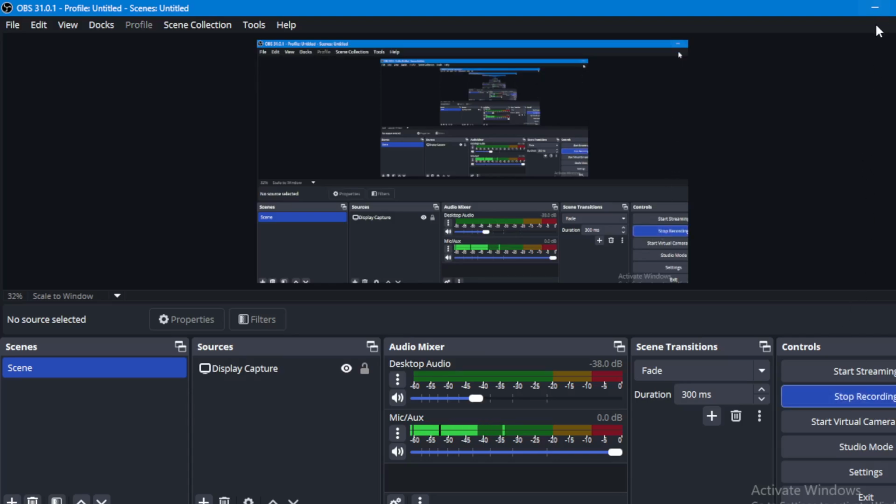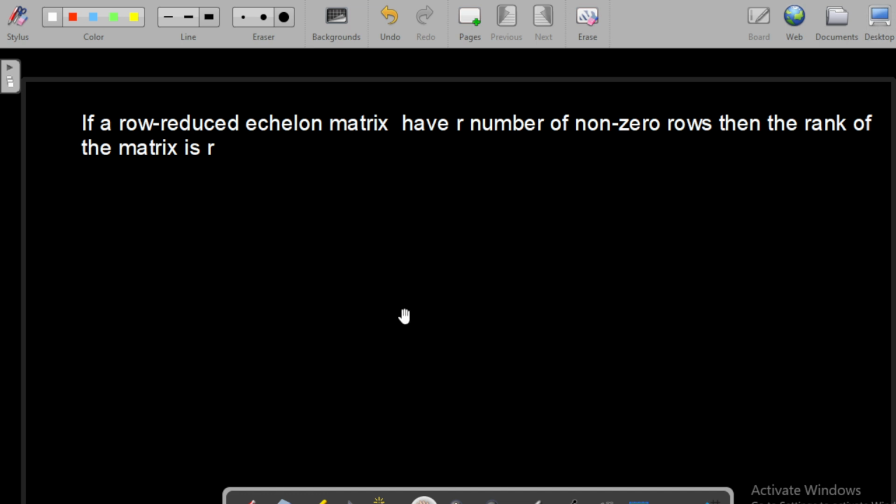Welcome to another video. In this video we are going to find out the rank of a matrix using the row reduced echelon form of that particular matrix.